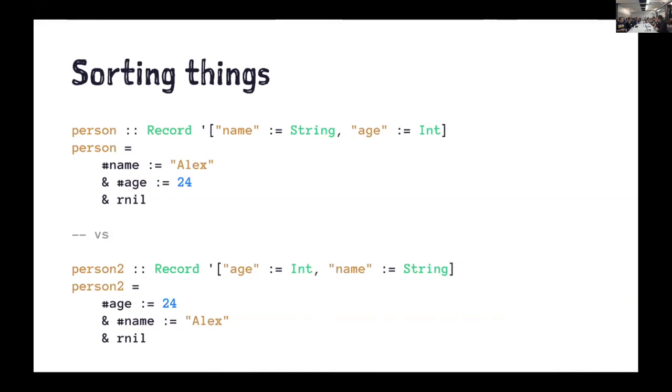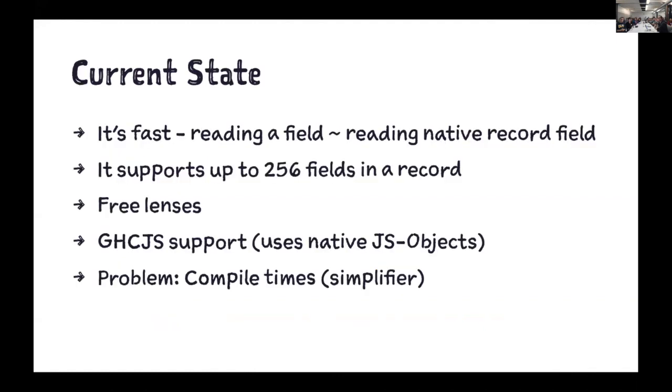If you're interested, we can talk later, but yeah, that's one thing you have to do. That's why I'm saying that it's a little bit more complicated than the basic idea. So the current state is it's really fast. Reading a field is fast. Consing is obviously a little bit slower because you have to copy and you don't get all the nice optimizations that GHC can do for fields, because it has a lot more knowledge about them.